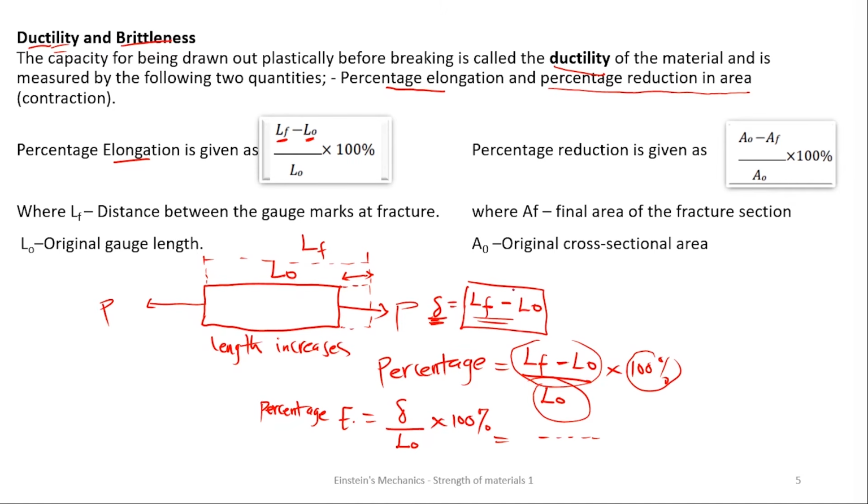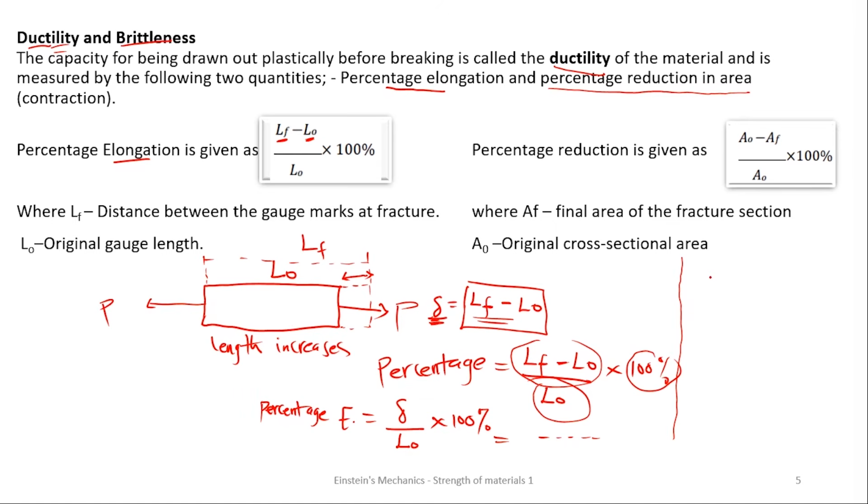Now let's look at the area. There's something different with the area you have to understand. In the length, we use the final length minus the initial length. But look at the area. We are using the initial area minus the final area. Can you guess why? Let me show you. When this material was in tension, when we were trying to stretch the material, what is going to happen to the area? It's going to decrease, right?